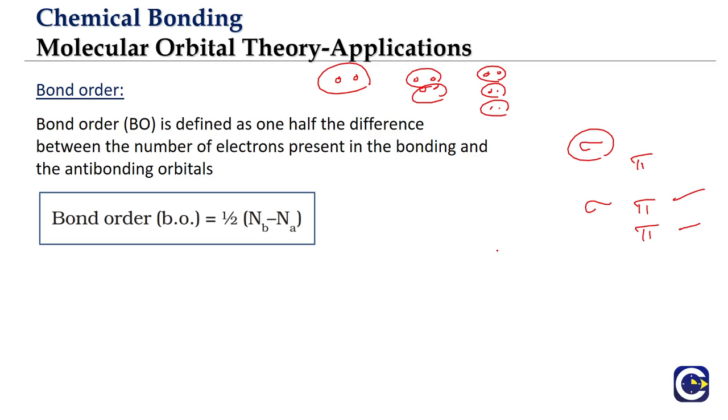But when it comes to the bond order in the molecular orbital theory, we get it by using the number of electrons in the bonding orbitals and the number of electrons in the anti-bonding orbitals. Bond order is defined as one half of the difference between the number of electrons present in the bonding orbitals and the number of electrons present in anti-bonding orbitals, that is, half times n_b minus n_a. So this is the bond order formula in relation to the number of electrons in the bonding and anti-bonding orbitals.